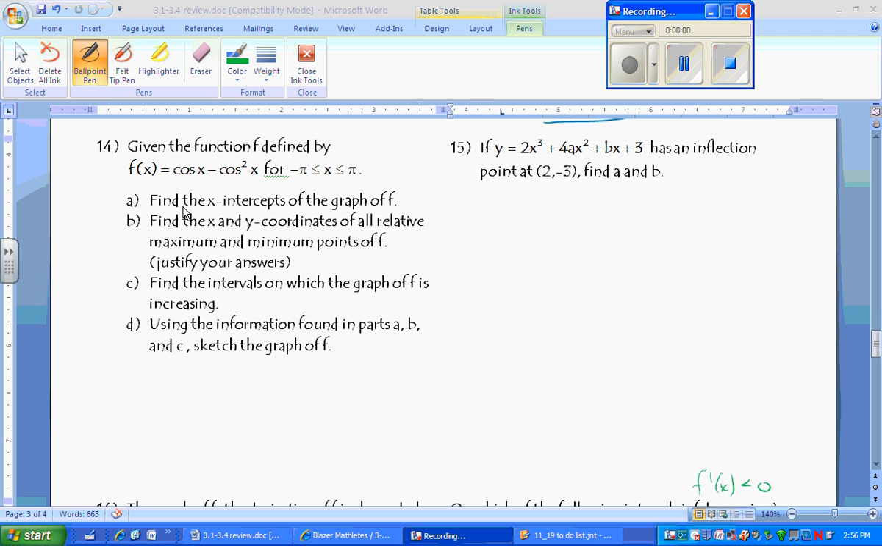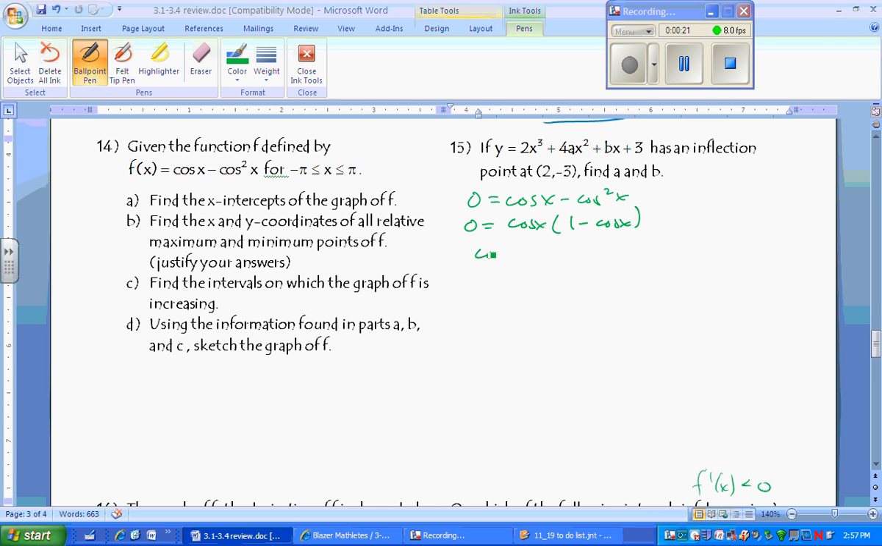So number 14, first part, find the x-intercepts of the graph. So that we just have to set y equal to 0. That's where we have x-intercept. So 0 equals cosine of x minus cosine squared of x. So you can factor out a cosine. So either cosine of x equals 0 or cosine of x equals 1.